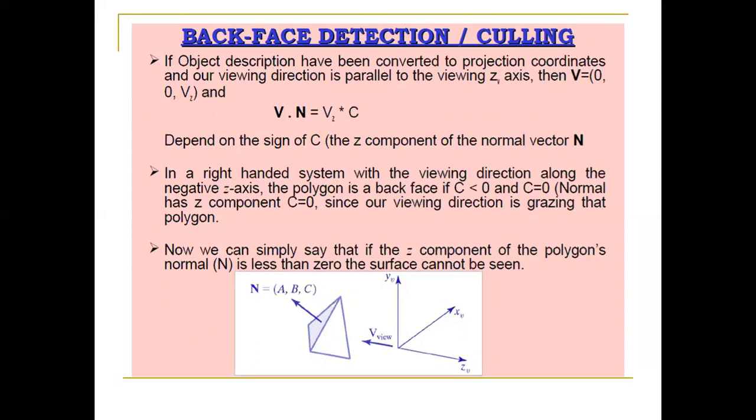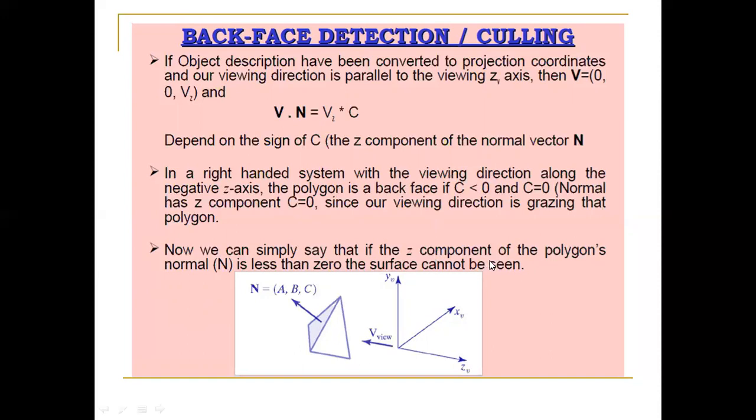So in backface detection, we are just finding the scalar product between the normal vector and my viewing vector. Then we are equating it to vz times c. Here vz is the direction of my z-axis, so it is (0, 0, 1). Then we find the value of the constant c. If c is negative for that particular surface, I say that it is a back face. If it is not negative, then it is the front face, or the visible surface.